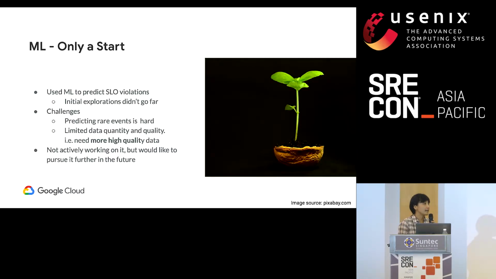For the machine learning aspect of predicting SLO violation, we took the very first step. However, we encountered some fundamental challenges. Number one, it is challenging to predict rare events. Number two, the data quantity and quality are fairly limited. We're not currently pursuing this path. However, we would like to pursue it further in the future.